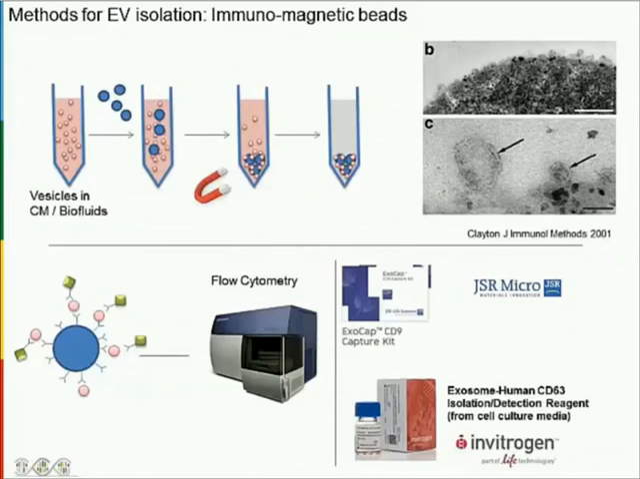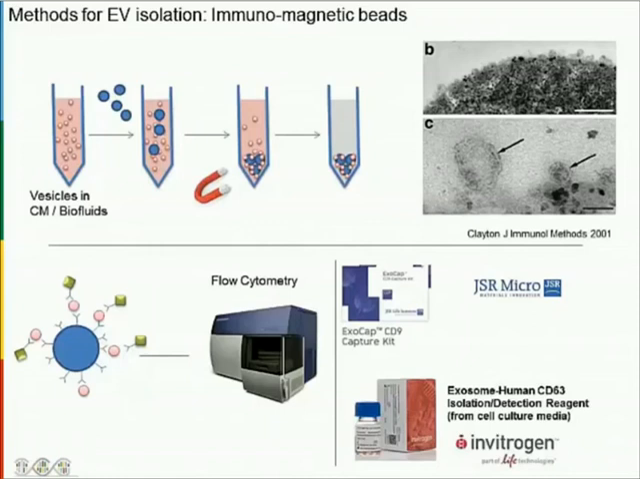Dynal beads at the time did immunomagnetic beads coated with class 2 capturing antibodies. So we put some beads into supernatants. We rolled these tubes for a while. Overnight is probably better than a few hours. And then we used a magnet to pull the beads down.